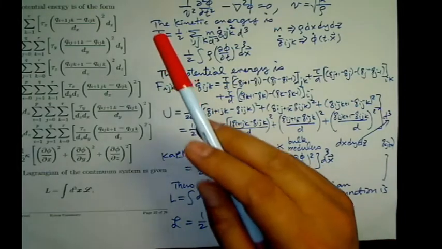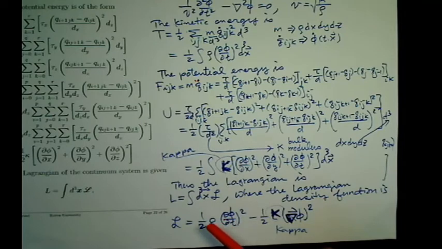Therefore, kinetic energy subtracted by potential energy is the Lagrangian, and the Lagrangian should be expressed in terms of a 3-dimensional integral of the Lagrangian density function. That Lagrangian density function is 1/2 rho time derivative squared minus 1/2 kappa gradient squared. Again, note that this rho is the density per unit volume, and kappa is the bulk modulus, that means tension per unit cross-sectional area.